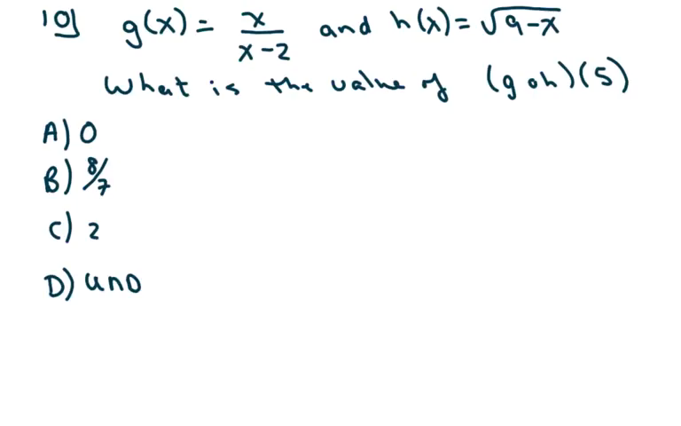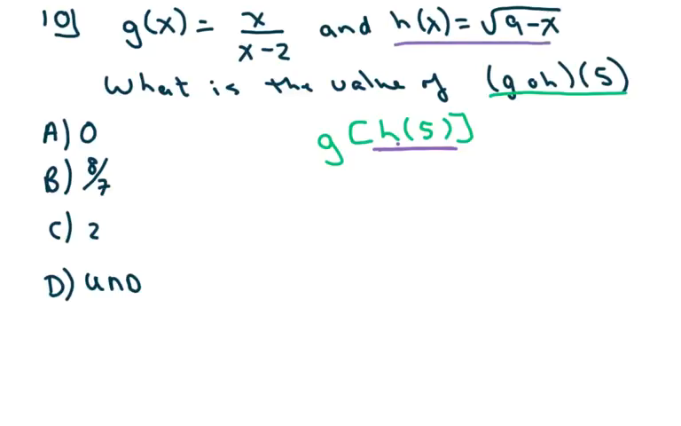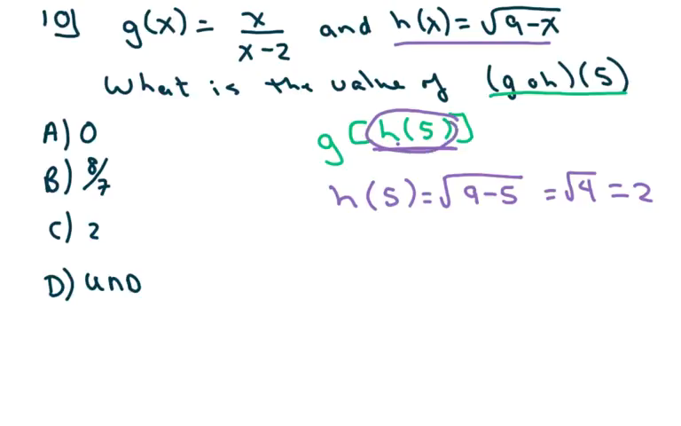Alright, next one. We're going to compose these two functions, g of h of 5. So I usually rewrite this as g of h of 5. This is your inner function. So I'm going to take care of my inner function first and do h of 5. I'm going to look at this function and do h of 5. Okay, so 9 minus 5 is square root of 4, which equals 2. So h of 5 right here equals 2.